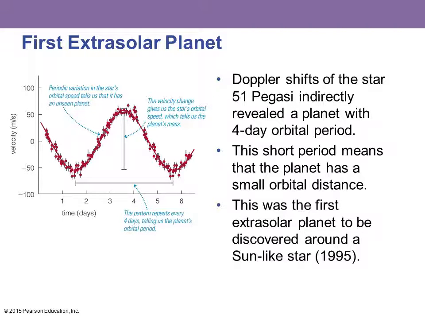Here's the first extrasolar planet that was measured in 1995. The Doppler shift of this star indirectly revealed a planet with a 4-day orbital period. This was with the Doppler shift. The short period means that the planet has a very small orbital distance, very close to the star. So this was the first one to be discovered.